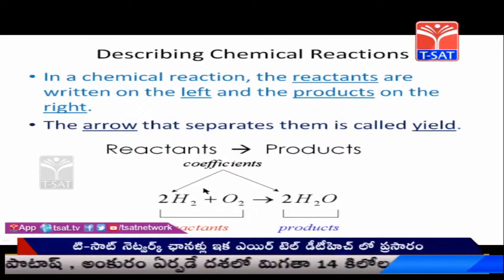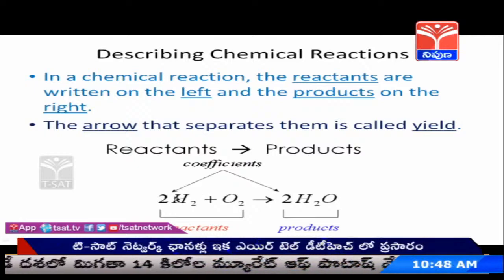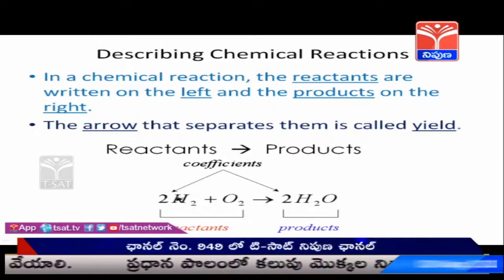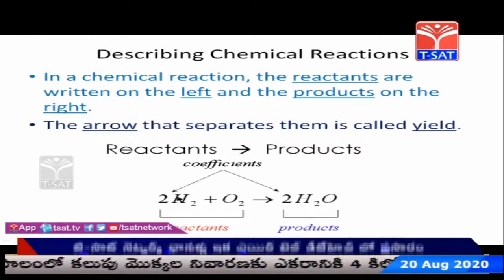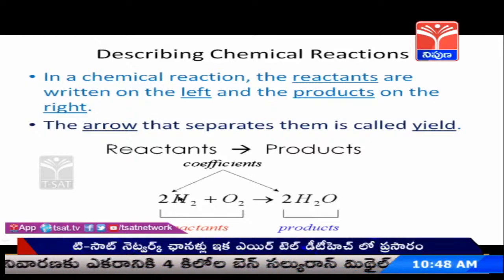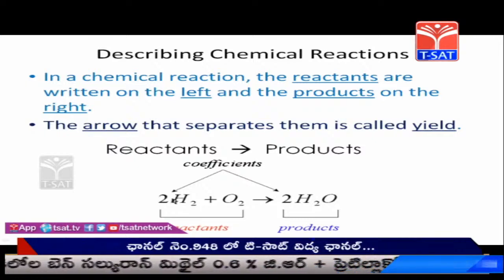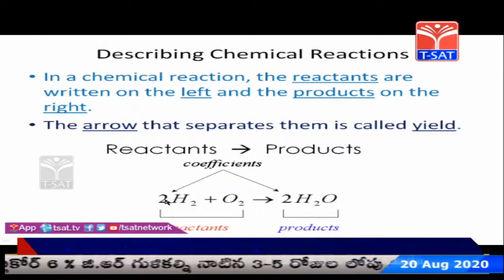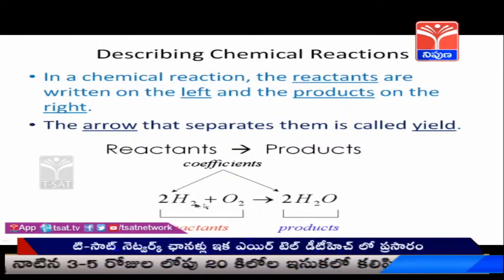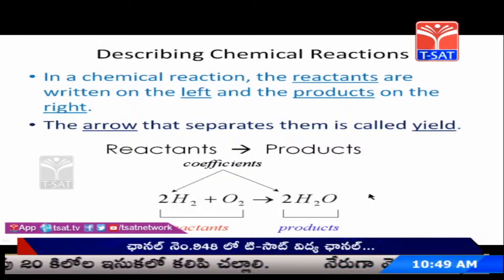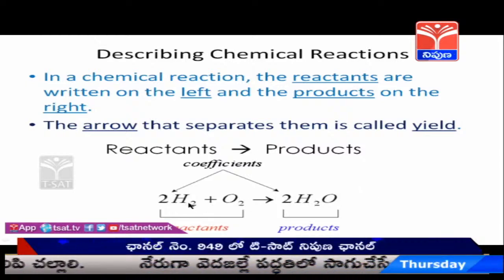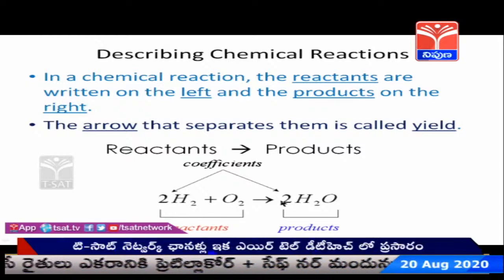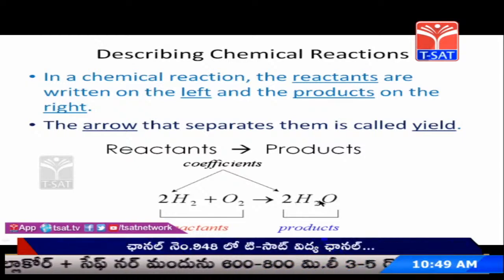When a chemical process has taken place, how much quantity of one element, how much mass of one element reacted with how much mass of another element, we will calculate. So, this number is called the coefficient. In this reaction, to understand it very clearly, two molecules of hydrogen reacted with one molecule of oxygen to form two molecules of water.